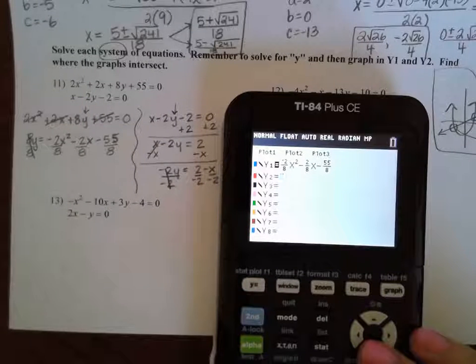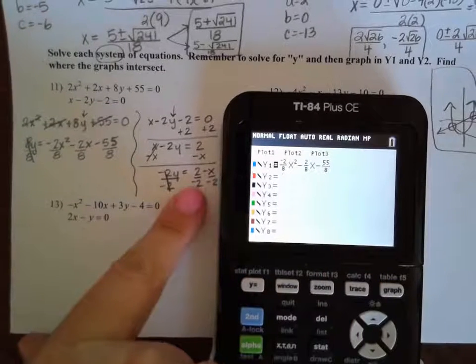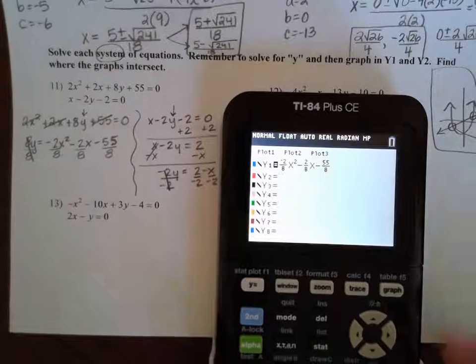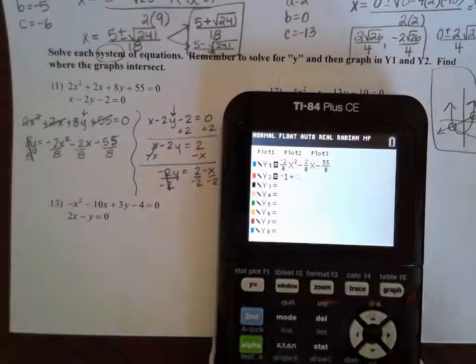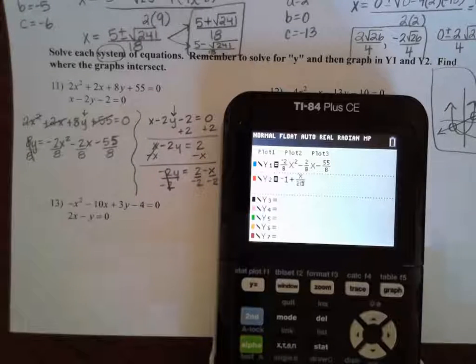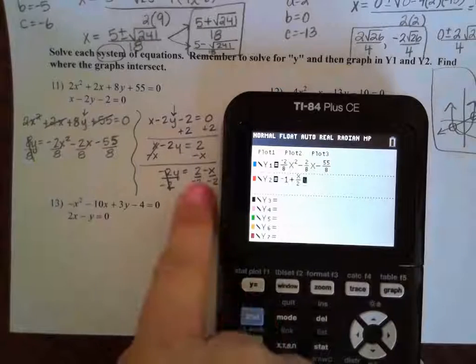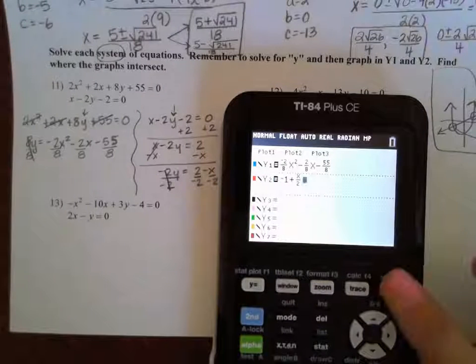y2 is going to be, well, let's see here. We could simplify. 2 divided by negative 2 is just negative 1. So I can do that. And then negative x divided by negative 2 is going to become positive x over 2. Take a minute and pause the video if you need to see how I went from this to this. That's just regular simplifying operations. Now you're going to hit graph.